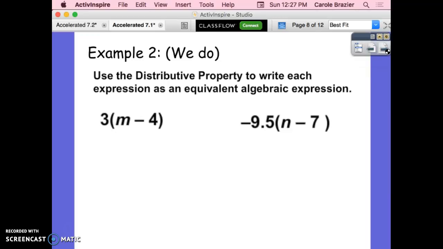Okay, welcome back. Looking at these two, the first one you should have gotten 3m minus 12. And the second one you should have gotten negative 9.5n plus 66.5. If you missed this plus sign, don't forget that two negatives are equal to a positive, so that's why that changed to a positive. That is something that I would assume maybe a couple of you did, but hopefully you're remembering those integer rules.